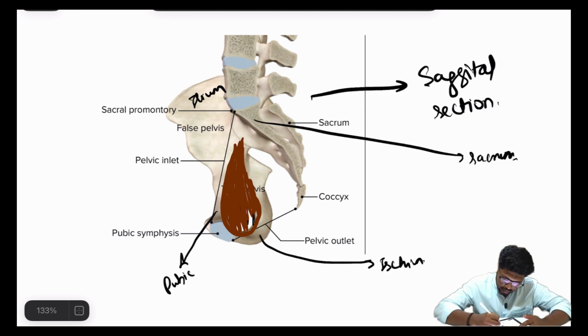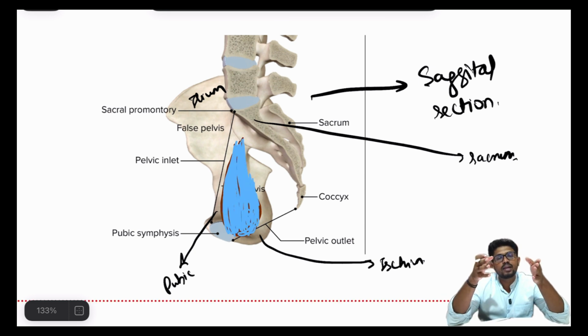This obturator internus muscle will be covered by one fascia. So that fascia is what? Obturator fascia. This obturator fascia is nothing but the continuation of the fascia transversalis from the abdomen, which will continue down in the lateral pelvic wall as pelvic fascia. As it is covering the obturator internus muscle, we are calling it obturator fascia.